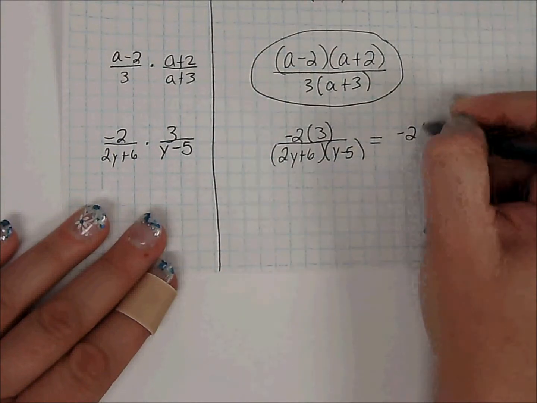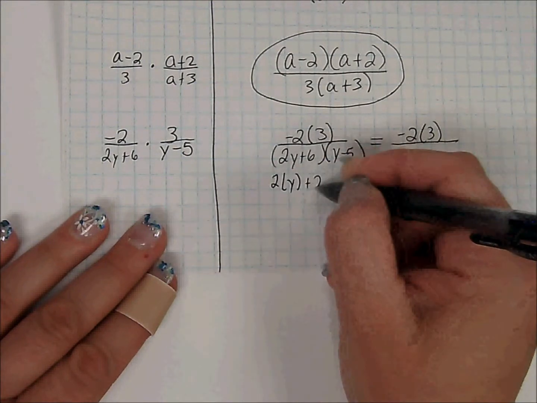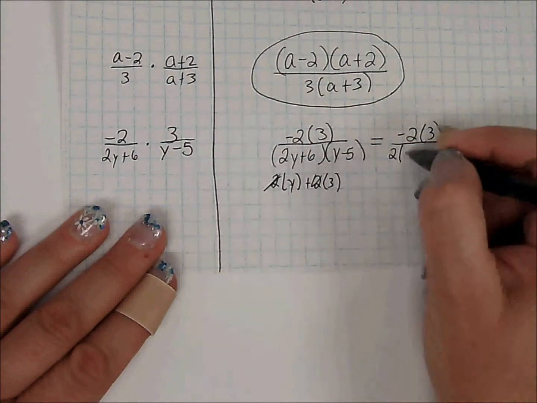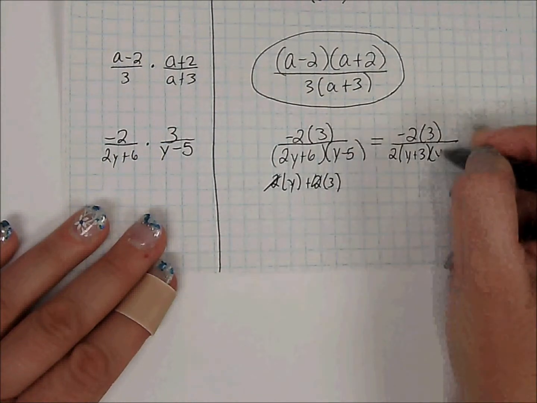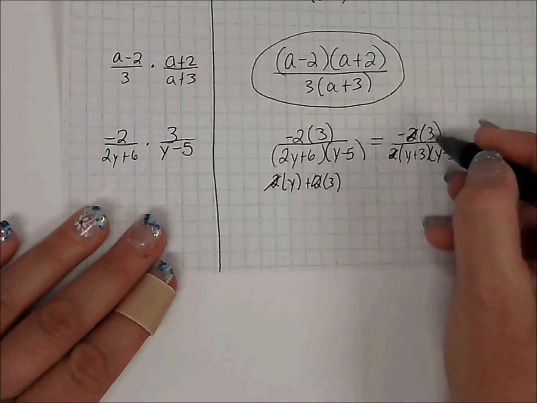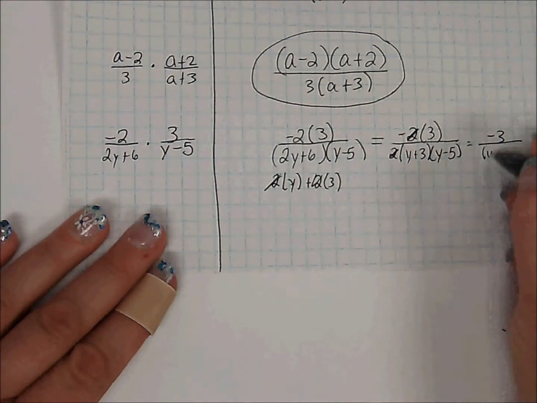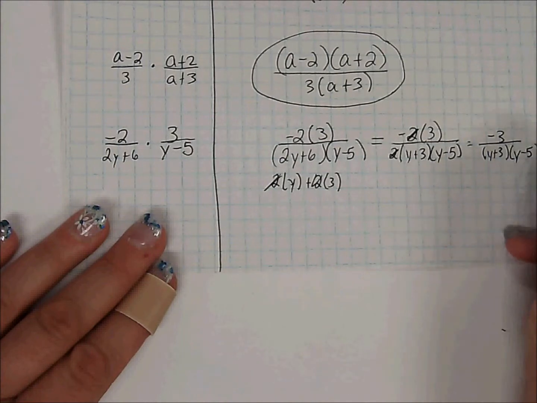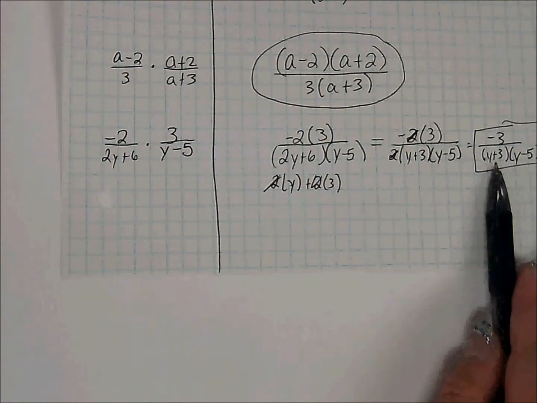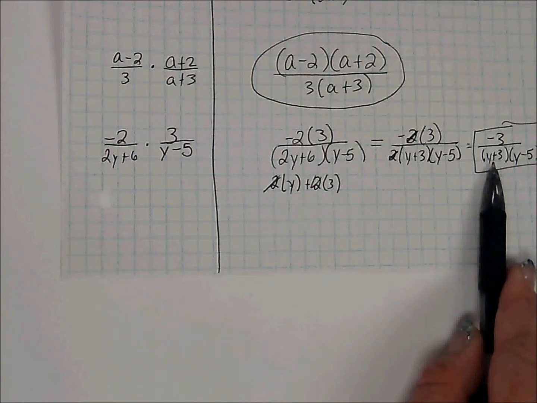I'm going to leave the top just as it is right now. And when I take the 2 out, this is 2 times y plus 2 times 3. So I take that 2 out, and I'm left with y plus 3 times y minus 5. Here's a 2 and a 2. So negative 1 times 3 is negative 3. And down here we have y plus 3, y minus 5, and we are done. We cannot move this 3 because it's attached by a positive or a negative. If it's added or subtracted from something else, I cannot separate them.